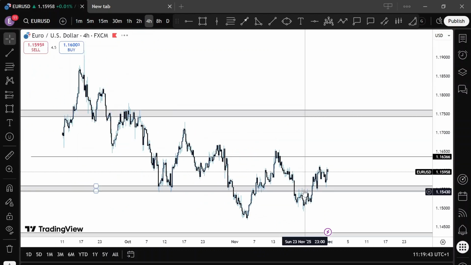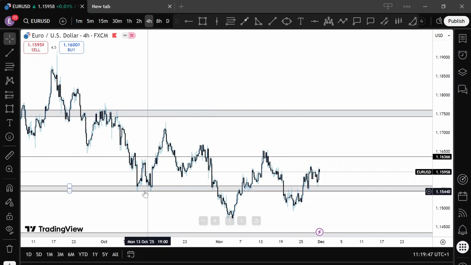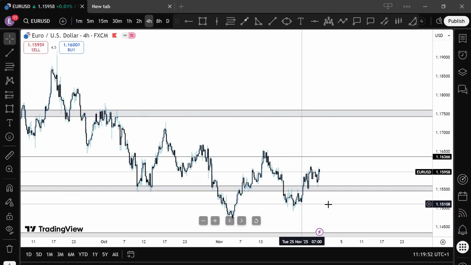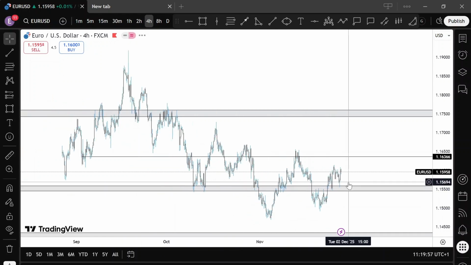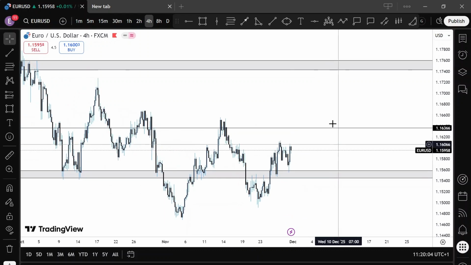And then over here for the Euro USD, it's quite similar. We've seen price create something like an inverse head and shoulder pattern, but it's not completely perfect. We see the left shoulder here, the right here, and the head here. And as you can see here, we've created a rejection and a support level at 1.1547. So what's going to happen next?